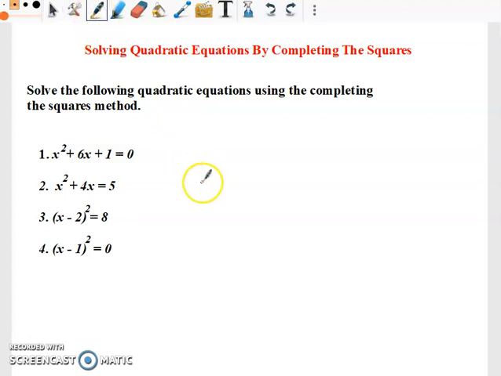Hi, welcome to another video on my channel. In this video we'll be looking at how to solve quadratic equations by using the completing the square method.